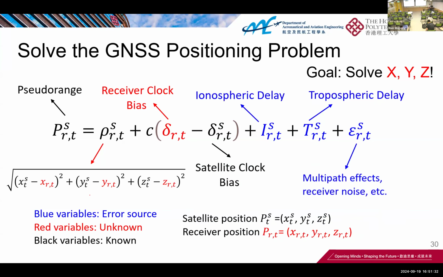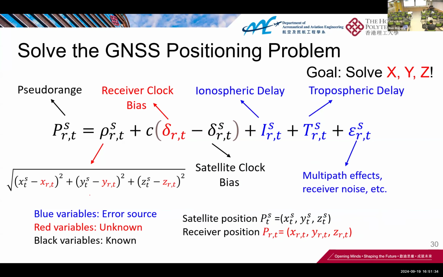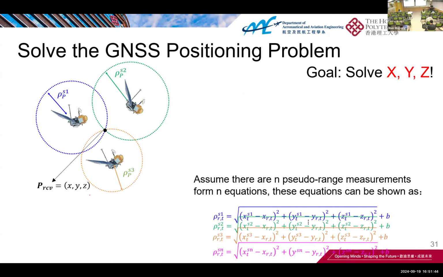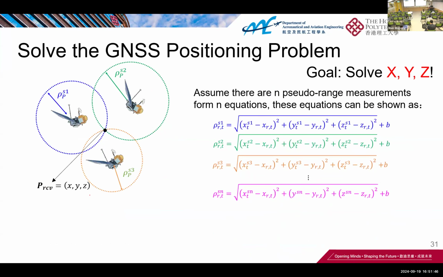Okay, these are the known variables. This is the tropospheric delay, and usually this is around 2 to 3 meters. So this is roughly the value. I think the simplified version is quite easy to understand at this stage, right?